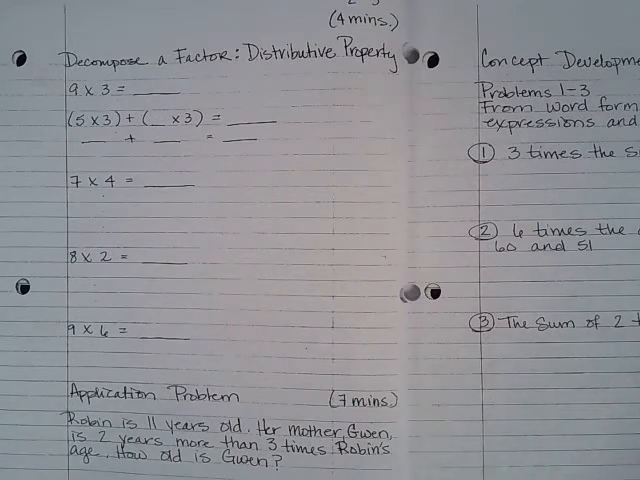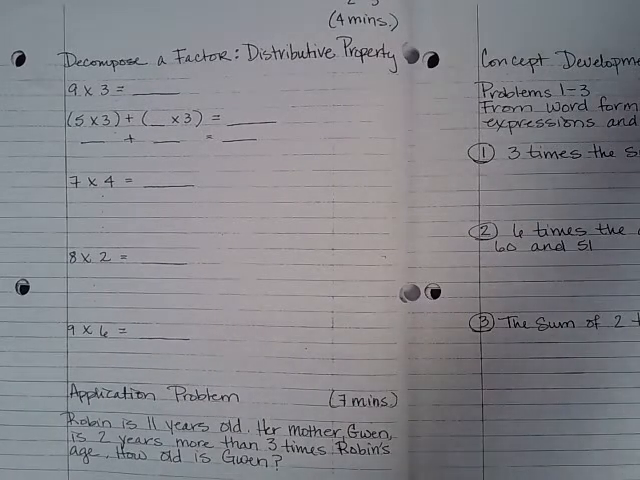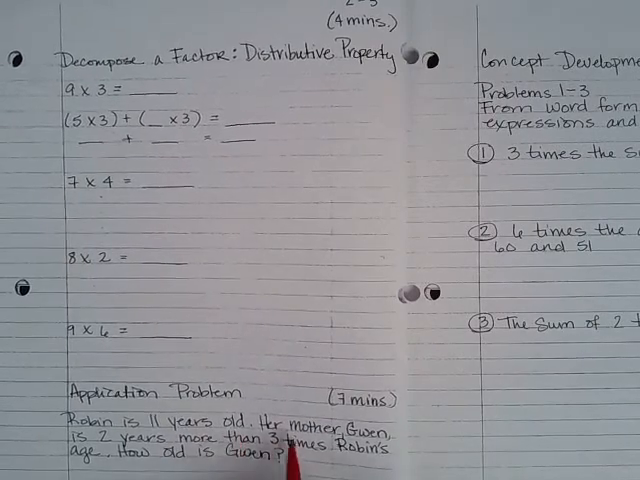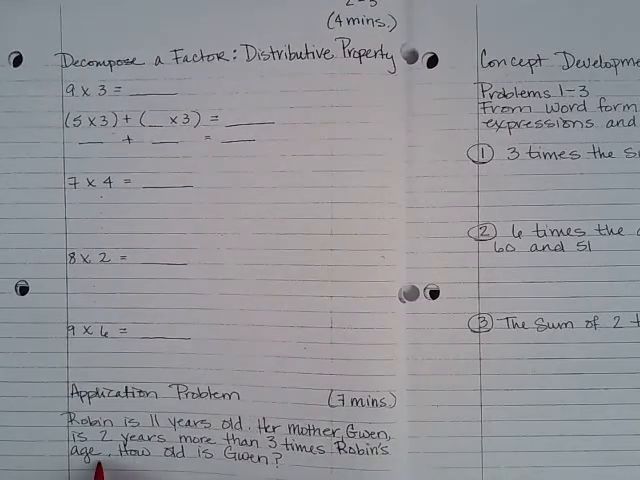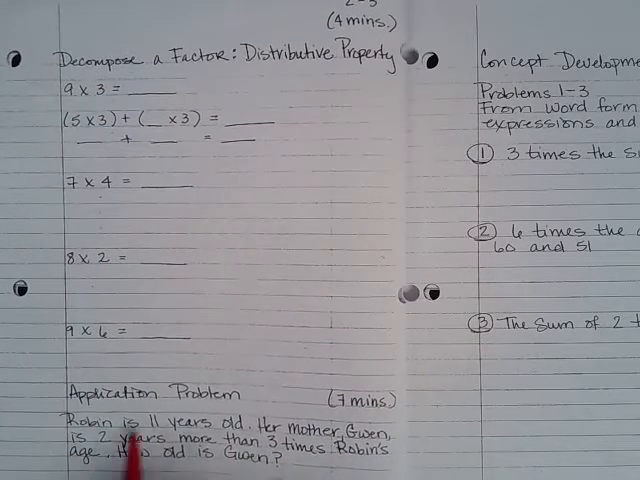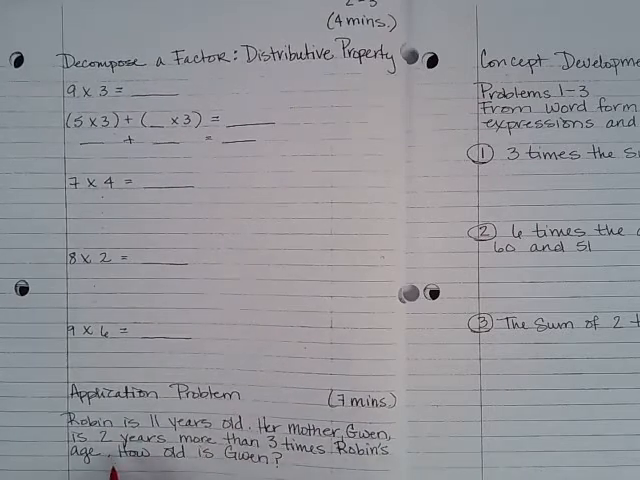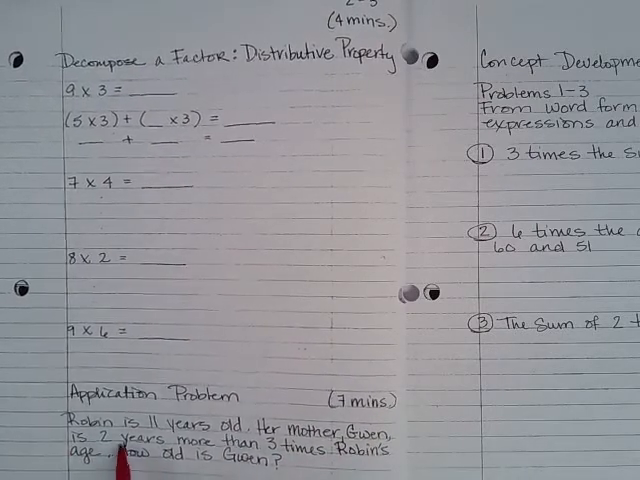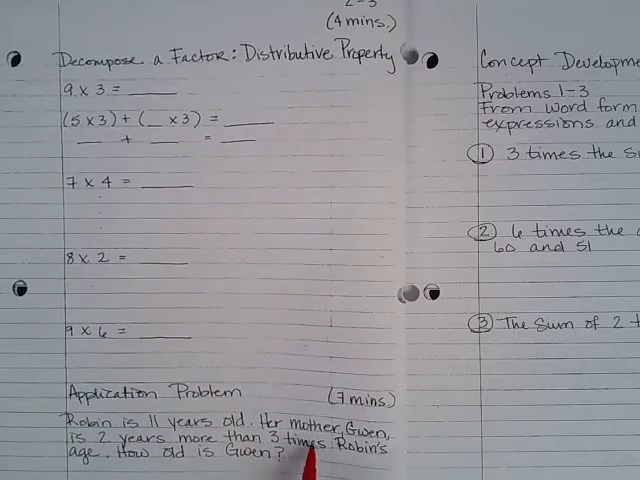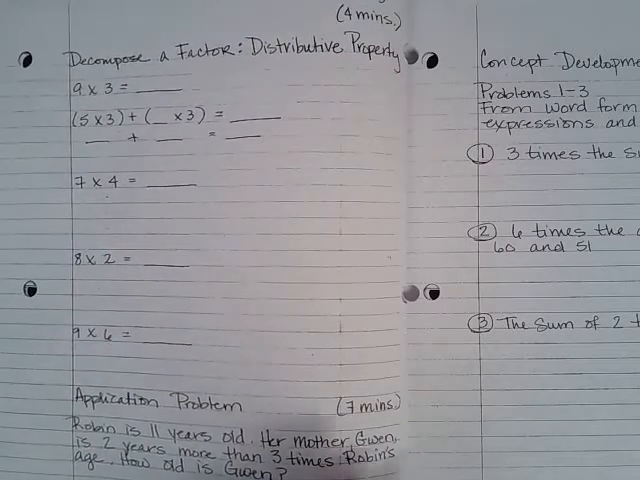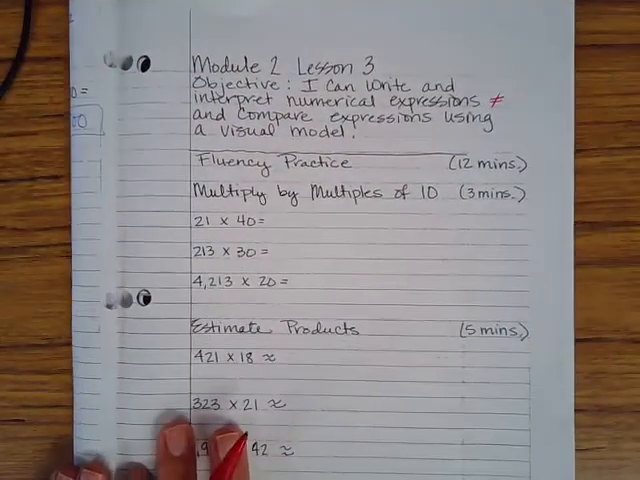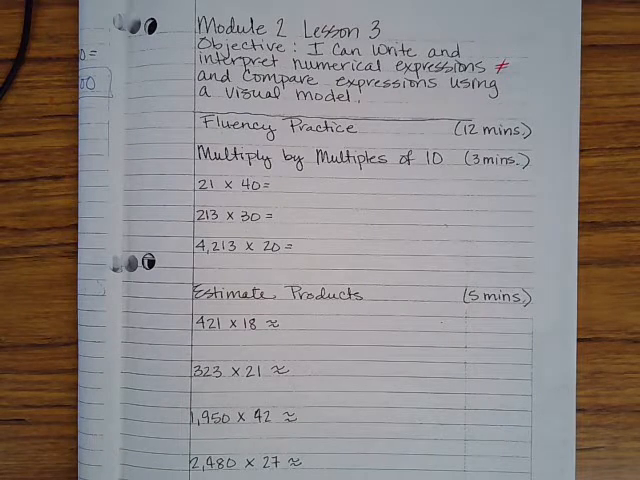Finally, it is our application problem. Robin is 11 years old. Her mother, Gwen, is 2 years more than 3 times Robin's age. How old is Gwen? So this is what we're going into today. So this is our fluency. Then we will start with our concept development. All right. Go ahead and begin. We will come back in about 10 minutes and check.